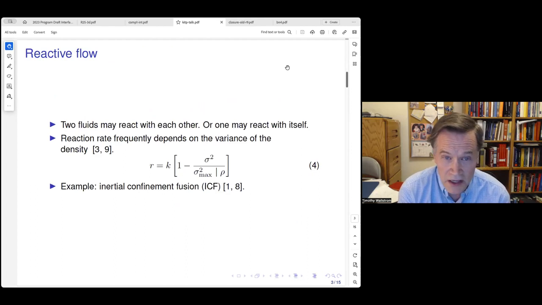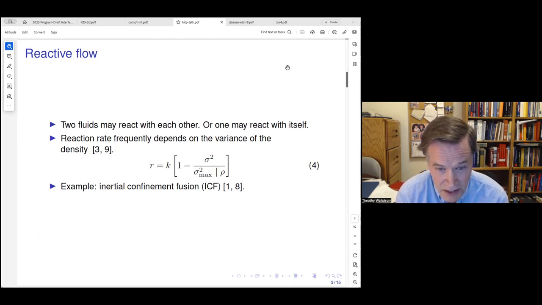So in some flows, we might also be interested in a reaction taking place in the flow. The fluids may react with each other, or one may react with itself. And this reaction rate frequently depends on the variance of the density. And here is a very schematic representation: the reaction rate is equal to some constant times 1 minus the variance over the maximum variance. And this is a problem that actually comes up in inertial confinement.